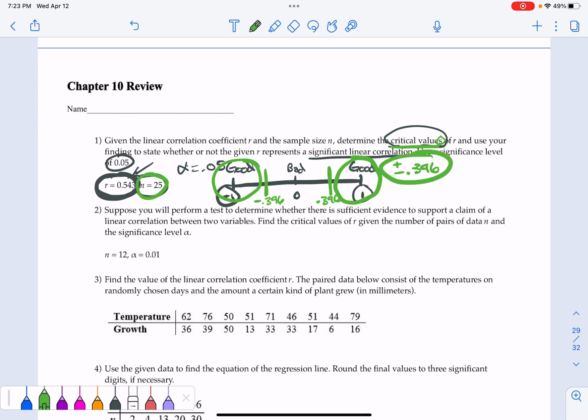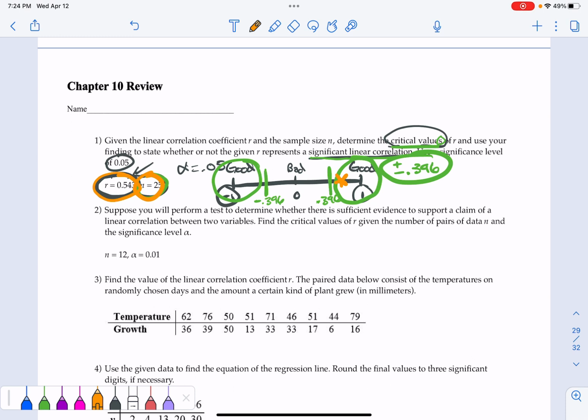That's the first thing that we have to answer, and then it says, use your finding to state whether or not the given R is representing a significant linear correlation. So basically, is this telling me that they are linearly related? Okay, so if R is 0.54, I wouldn't think that would be a very good R, but evidently because it lives on the good side of 0.396, that tells me that's good enough. And our N is 25, which means 25 data points. That's getting up there in number.